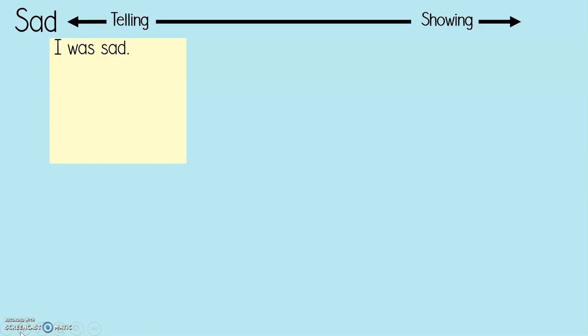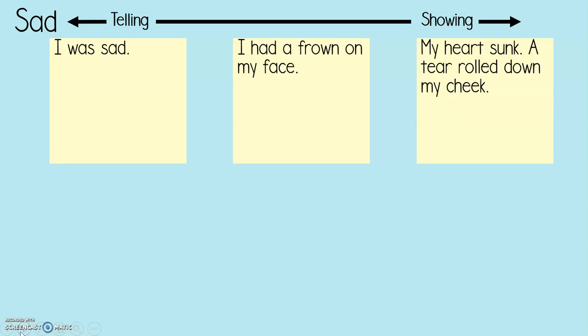Well, one step up towards the showing instead of telling is, I had a frown on my face. That lets us know what the character is looking like, but still doesn't show us how they're feeling. Finally, my heart sunk. A tear rolled down my cheek. When I hear that, I know the character is sad. When your heart sinks in your chest, it's because you're upset about something. If you have a tear rolling down your cheek, you're upset. Compare that to I was sad. Which one gives you a better picture of how the character is feeling?